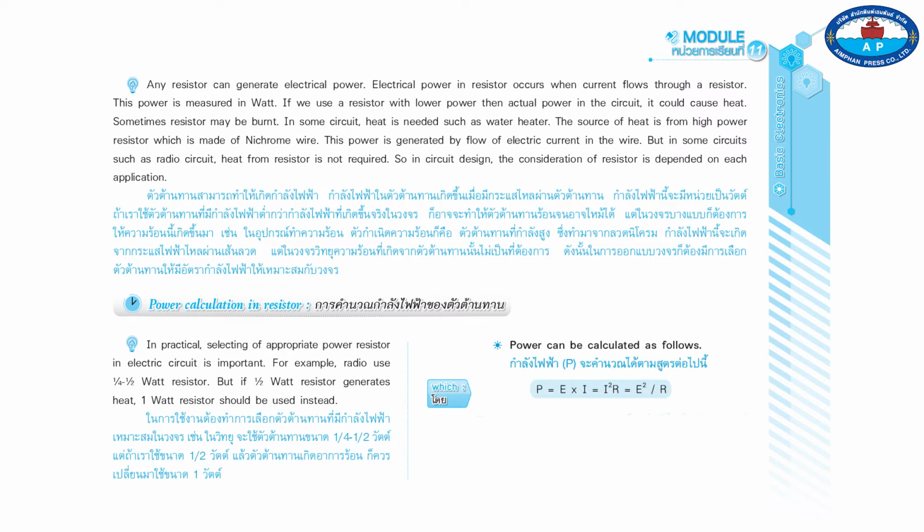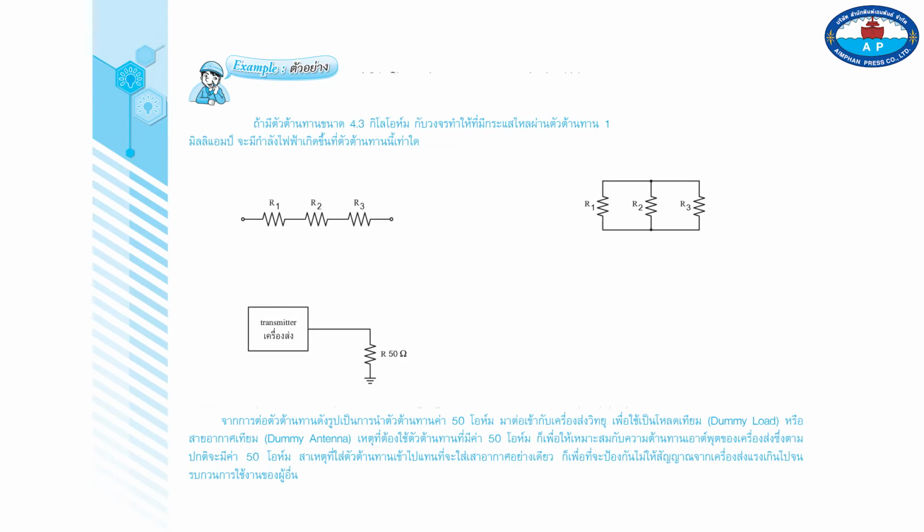P equals E times I, which is equal to I squared R, which is equal to E squared over R, where P is the power in watt, E is the electrical voltage, I is the current, and R is the resistance. Example: a 4.3 kiloohm resistor connects to a circuit which causes 1 milliampere of current to flow. Find the power at this resistor. P equals I squared R, which is equal to (1 times 10 to the negative third) squared times 4.3 times 10 to the third, which is equal to 4.3 milliwatt.